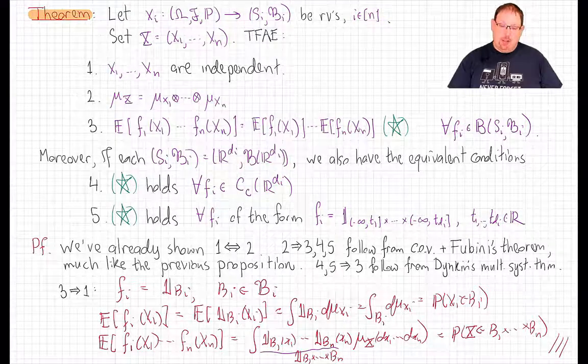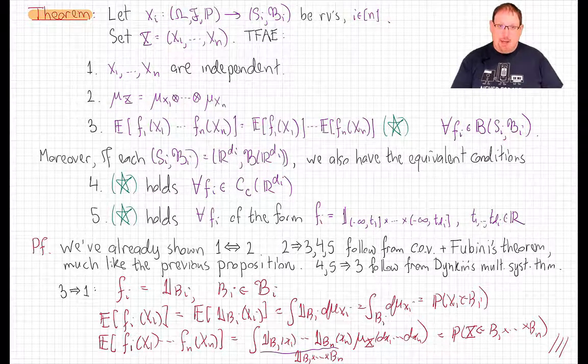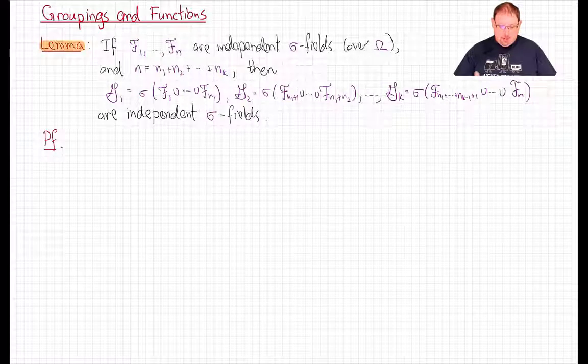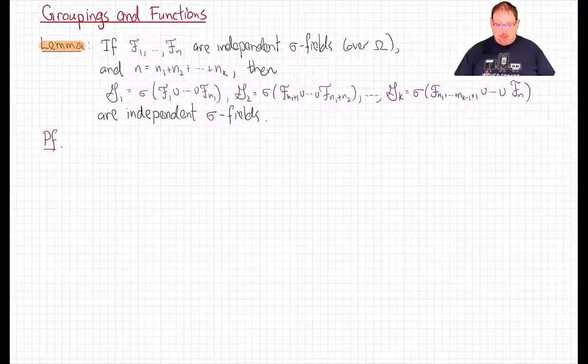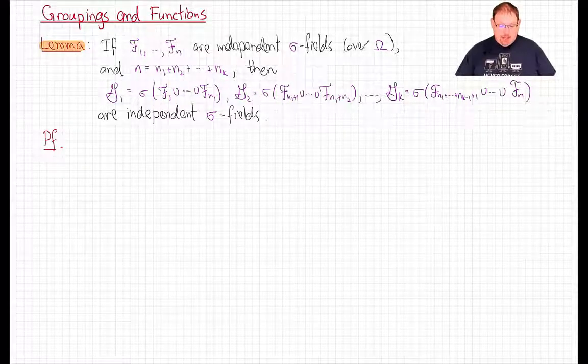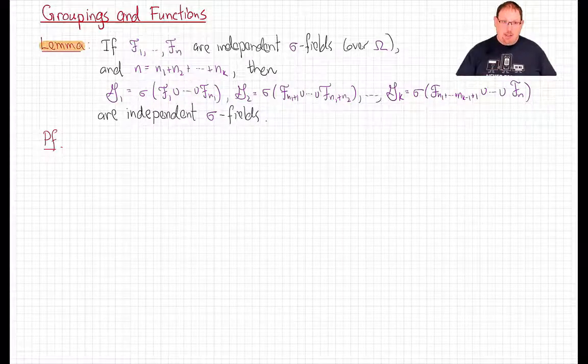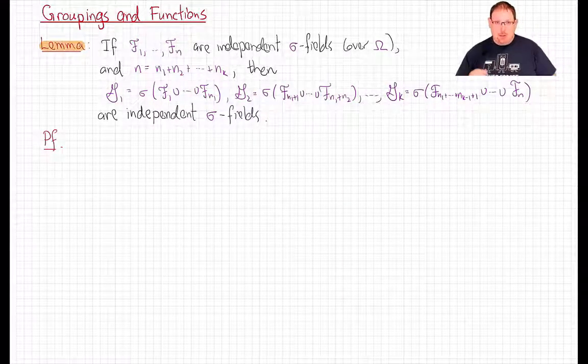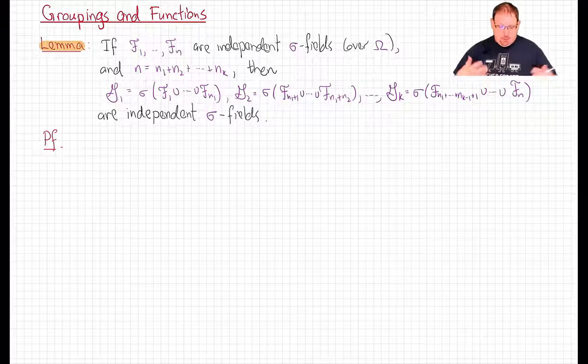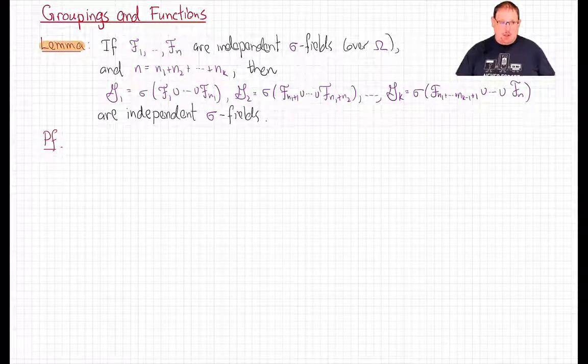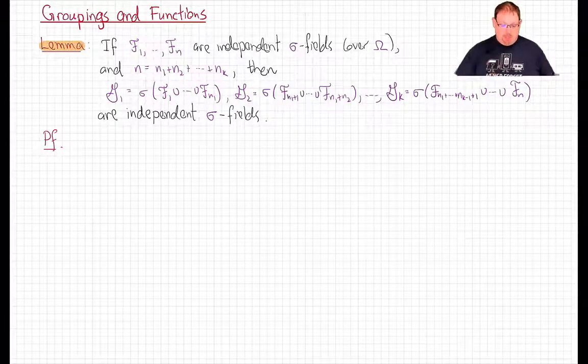To do that, we need to talk about groupings of independent events. So here is a little lemma. Suppose that I have a collection of sigma fields over a fixed domain, and suppose that I partition them. I take the first 3 sigma fields, and then the next 2, and then the next 1, and then the next 7, and so forth. And I'd like to consider those as groupings.